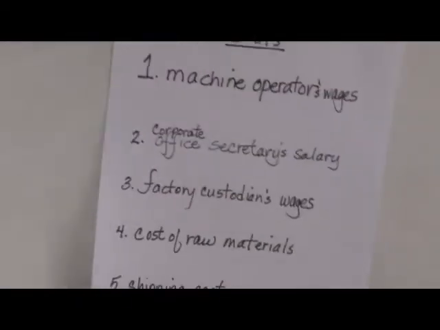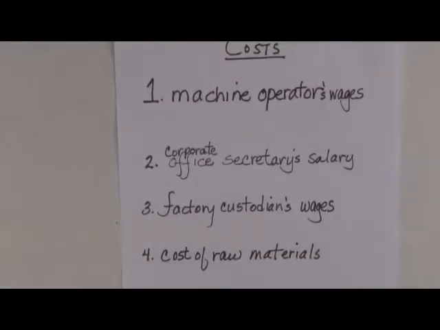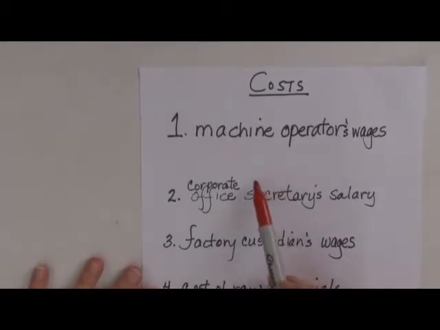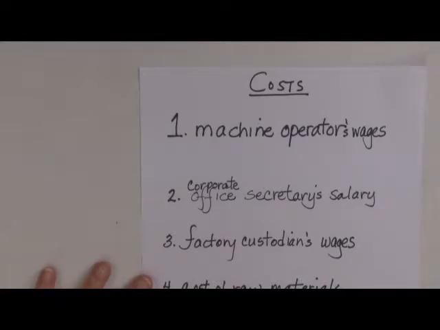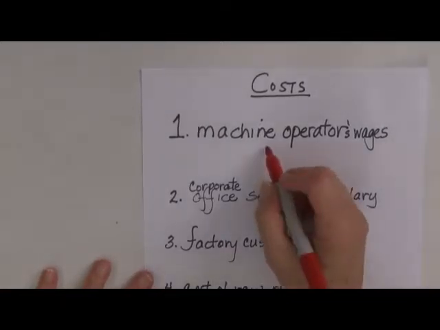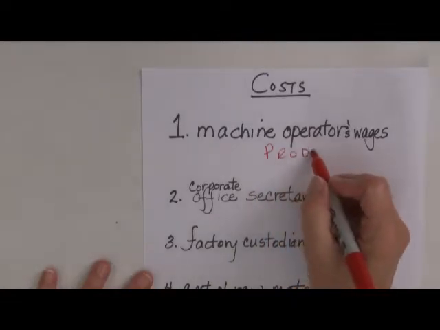Let's take a look at 5 costs, and we'll talk about whether we would think they would be product or period costs. The machine operator's wages. This cost occurs in the manufacturing facility. It is a cost of producing the product. This is a product cost.